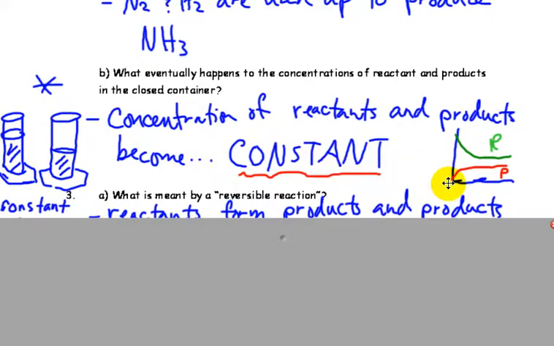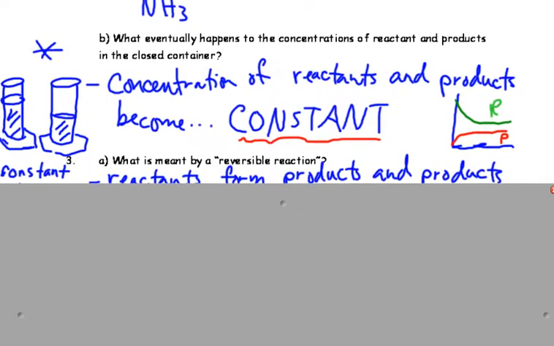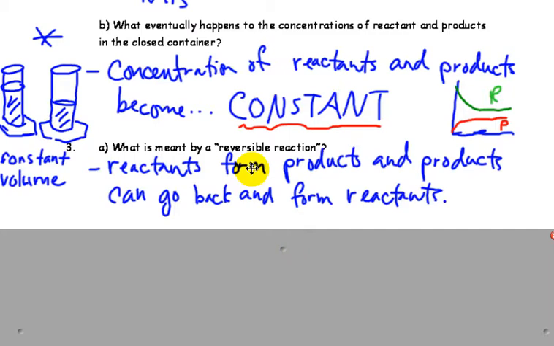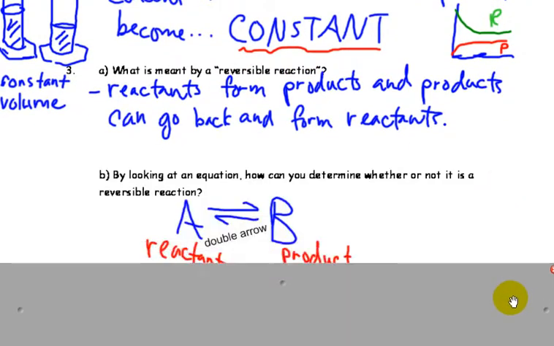On a graph, a concentration versus time graph, we're looking for when they level out to a horizontal line. Okay, so that is an indication of equilibrium, when the forward reaction and reverse reaction are equal. So a reversible reaction, that was a case of a reversible reaction where reactants can form products and products can turn around and form reactants again.